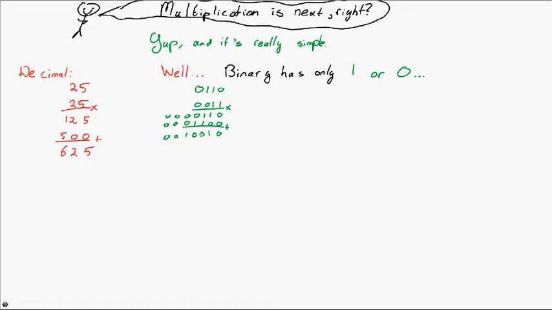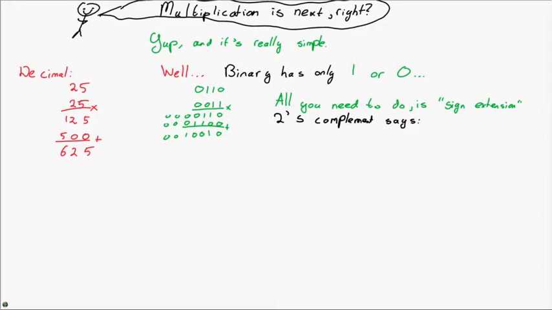So this works fine, but it gets a little more complicated when we throw negative numbers into the mix, because we need to use sign extensions. 2's complement says that 0, 1, well, is the same as an infinite number of zeros followed by 1, and it's plus 1. It also says, however, that 1, 1 is the same as any number of 1's, and it's equal to minus 1. And this is crucial.